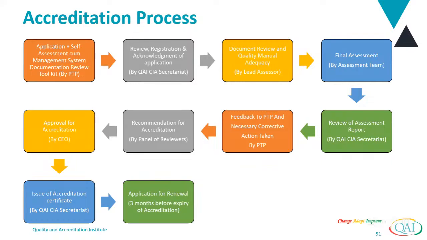So let me brief you on the complete accreditation process. Starting with the application, as highlighted in the previous slide, all the documents have to be submitted with the application. Further, the allotted accreditation officer will review and acknowledge the application. Once we receive the complete application with no errors or anything missed, we move on to acknowledgement and registration of that application.